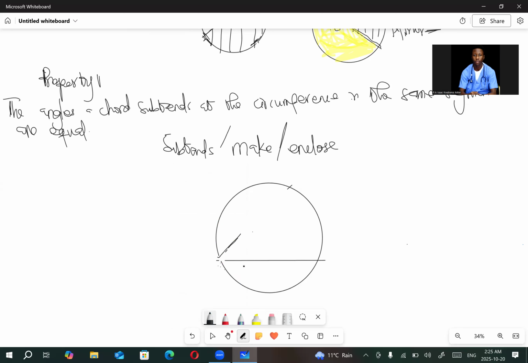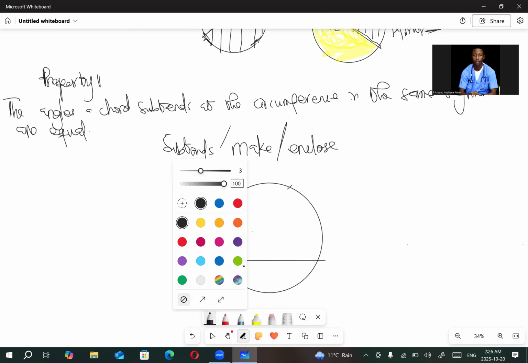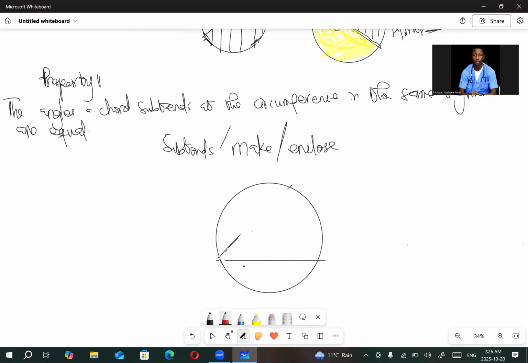A chord usually subtends an angle when a line comes from one end, then another line. Oh my goodness, what's going on? I'm coming, guys. Why is it not writing? It's crazy. Just a moment.